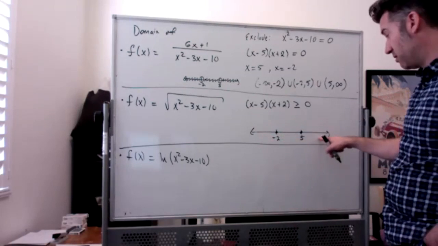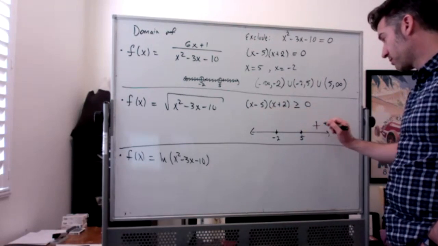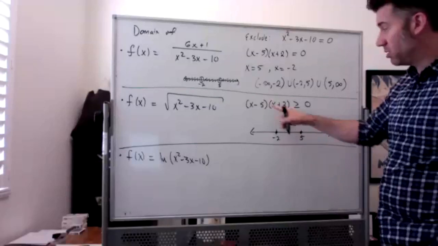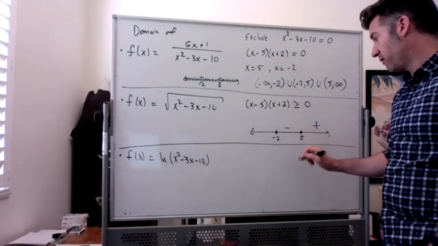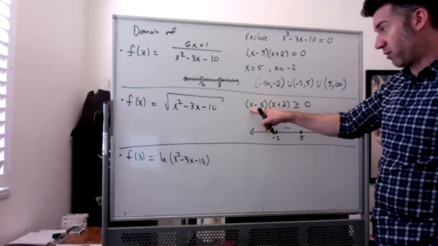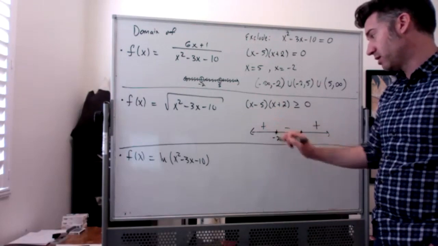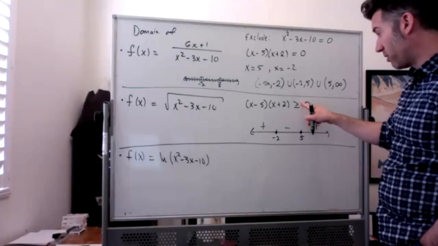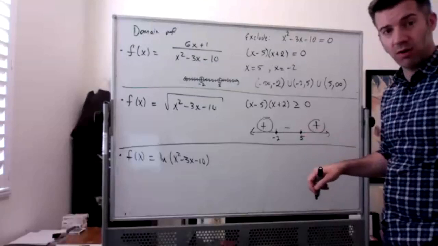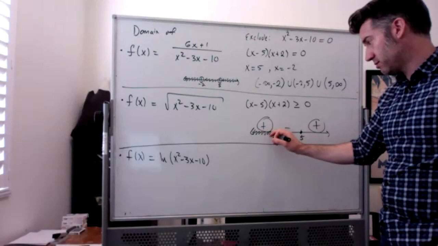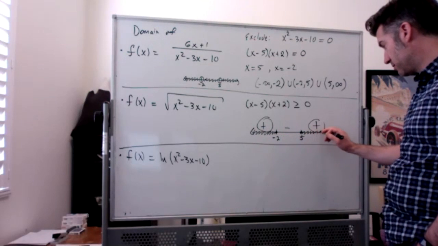Pick x equal to 7. 7 minus 5 is positive, 7 plus 2 is positive, and their product is positive. If I pick x equal to, say, 0, 0 minus 5 is negative, 0 plus 2 is positive, and negative times a positive is negative. If I pick x equal to, say, negative 4, negative 4 minus 5 is negative, negative 4 plus 2 is negative, and then negative times a negative is positive. So I want the sections where it's greater than or equal to 0. So all of this, I don't want any of this, and I want all of this.